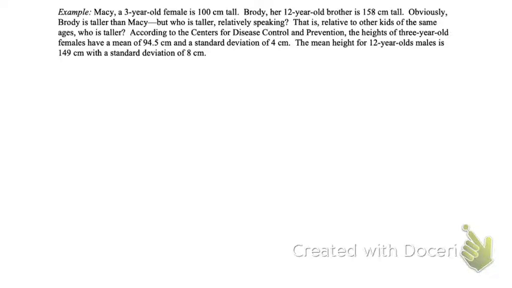Who is taller relatively speaking? So relative to kids of their own age, who is taller? So here's what we have. According to the Center for Disease Control and Prevention, the height of 3-year-old females has a mean of 94.5 centimeters and a standard deviation of 4. The mean height of 12-year-old males is 149 centimeters with a standard deviation of 8. So I now know what kids their age average and what their standard deviation is.